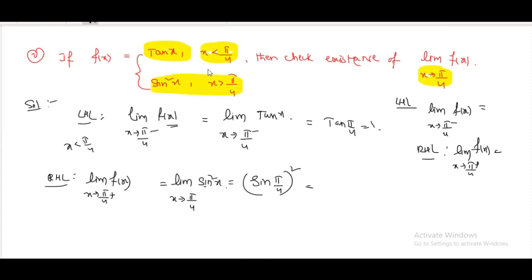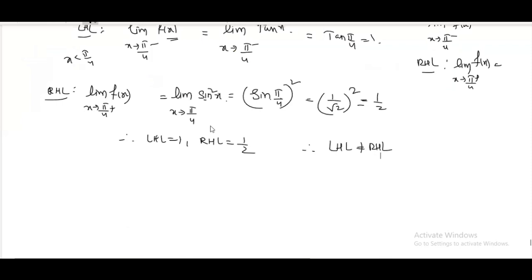So sine square x, we can write as (sine x) whole square, which is (1 by root 2) whole square, which is 1 by 2. So if you see here, the left hand limit we got 1, the right hand limit we got 1 by 2. Therefore, the left hand limit is not equal to the right hand limit. So the limit of the function does not exist. Therefore, the limit as x tends to pi by 4 of f of x does not exist. So hope you understand clearly.